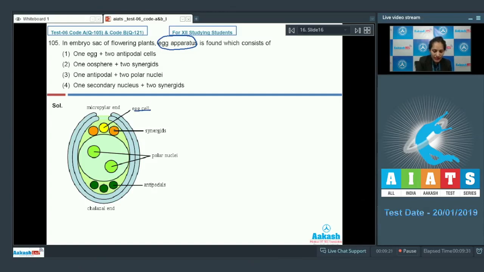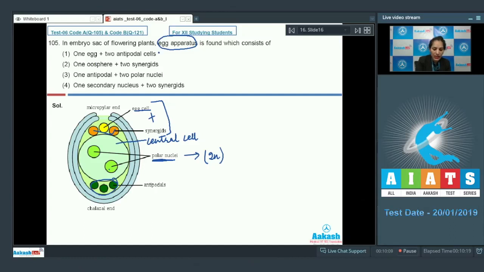So this is the egg cell present in the female gametophyte, and these two are the synergids. These two are polar nuclei, and this one is called the central cell, which is the largest cell of the female gametophyte, and these three are the antipodals. These two polar nuclei fuse together before fertilization and they form the secondary nucleus which is diploid in nature. So egg apparatus consists of the egg cell and the synergids. One egg cell or the oosphere with synergids form the egg apparatus.